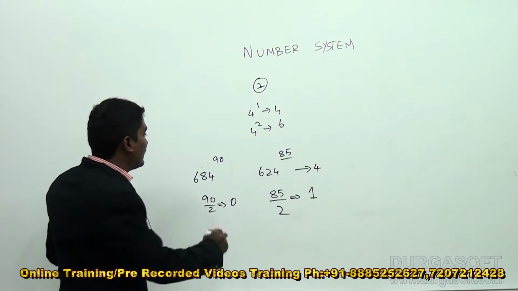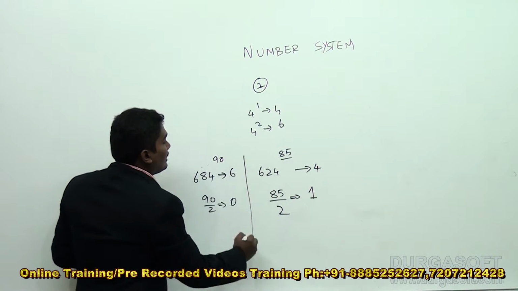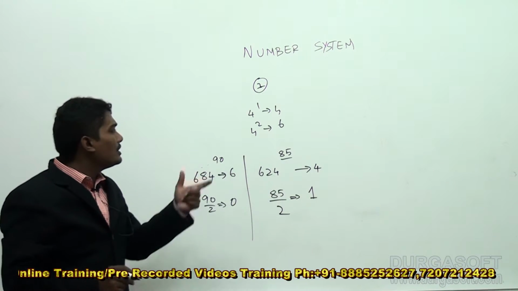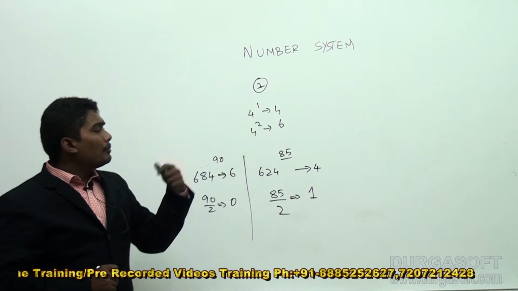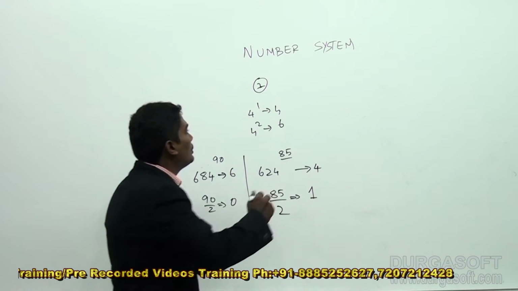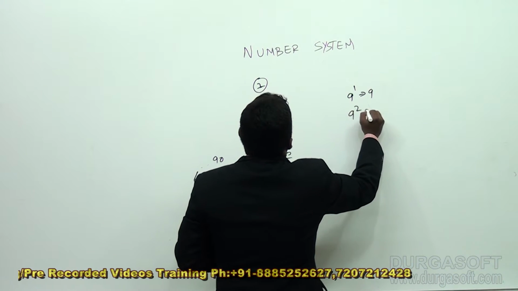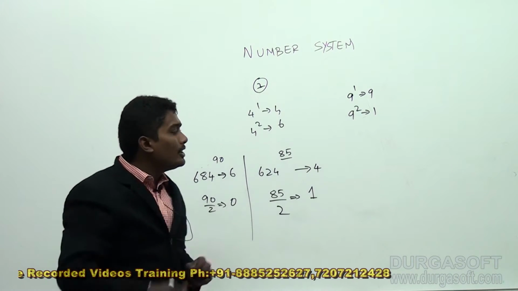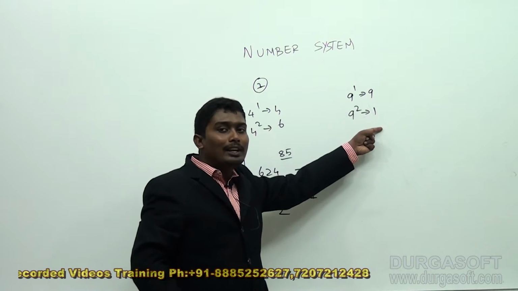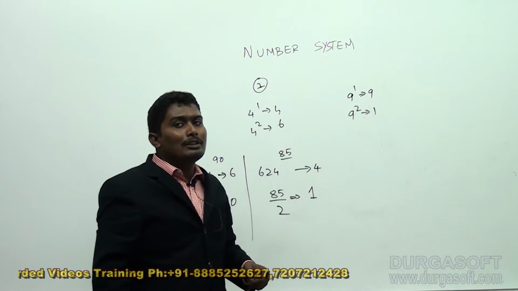4 square is 16, so 6 will be the last digit here. This is how I will be doing the powers of 4. The powers of 9 are again very similar. 9 power 1 will give you 9. 9 square is 81, ending in 1. 9 cube is 729, again 9. 9 power 4 will again end with 1, and only these 2 numbers will be repeating.